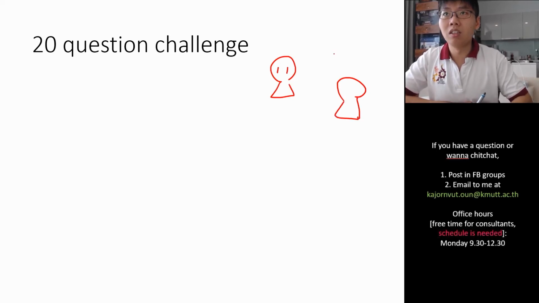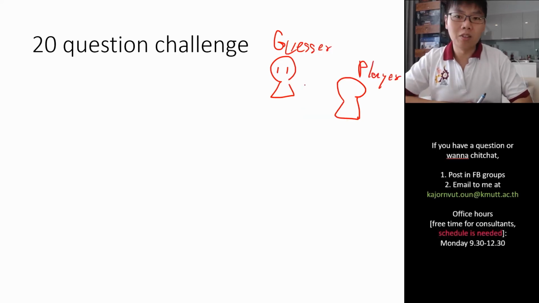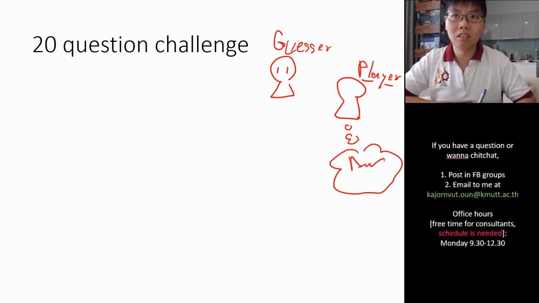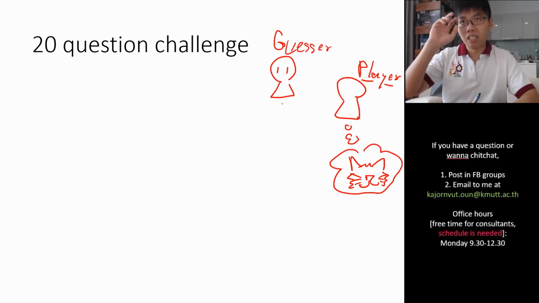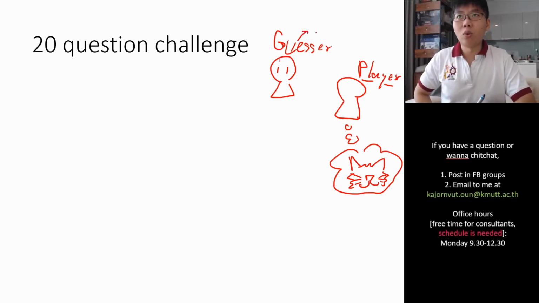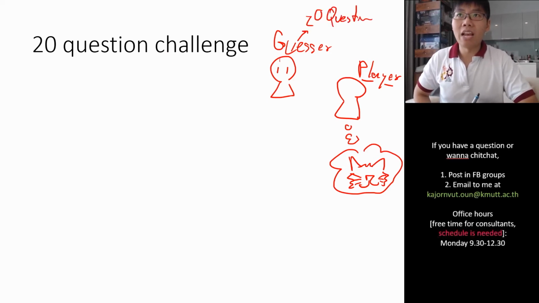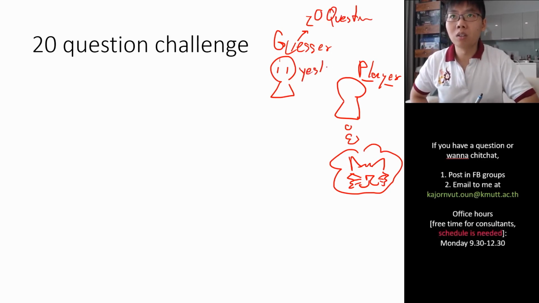So this one is two players. One player will imagine one thing. For example, he imagines a cat in his mind. When he's ready, he will say, okay, I'm ready, I imagined one thing. Then the guesser has only 20 questions to ask, and they have to be yes or no questions.